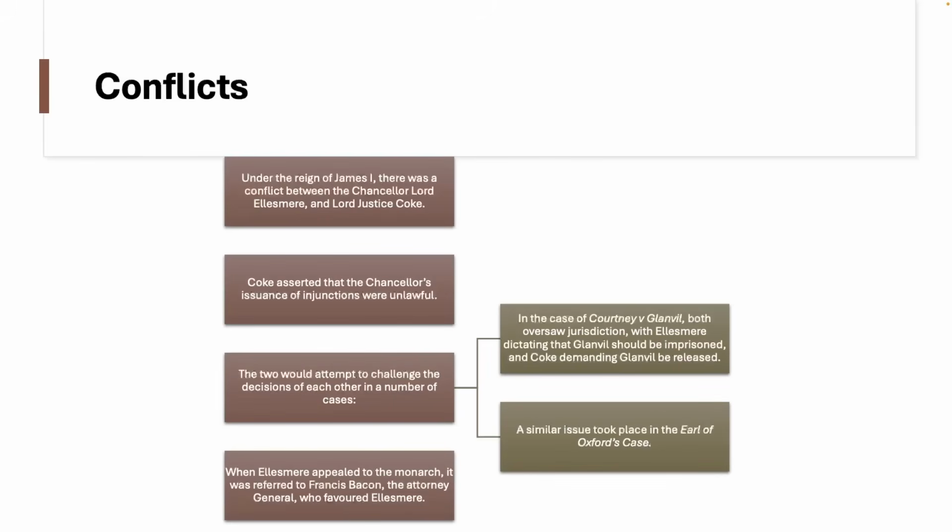And so when Ellesmere thought, well, okay, this is getting a bit ridiculous, we need to resolve this matter, we can't be issuing two completely contradictory judgments through our different jurisdictions, so Ellesmere appealed to the monarch, James I. The case was referred to Francis Bacon, who was the Attorney General, who favoured Lord Ellesmere in this case. So in this instance, the Lord Chancellor prevailed over that of the common law.